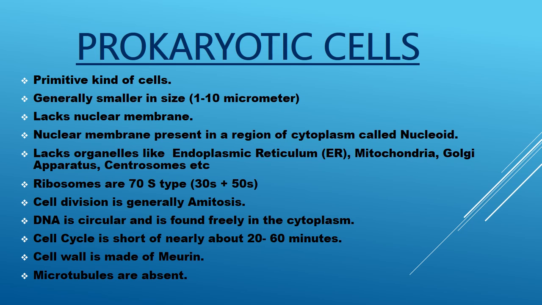Ribosomes are of 70S type, where S means sedimentation rate. Cell division is generally amitosis. DNA is circular and is found freely in the cytoplasm. The cell cycle is short, nearly 20 to 60 minutes. The cell wall is made of murein and microtubules are absent. So this is just a list of some features that a prokaryotic cell possesses.